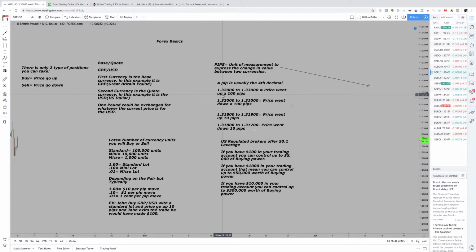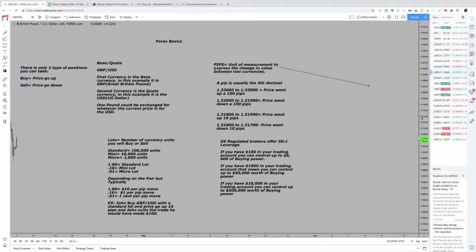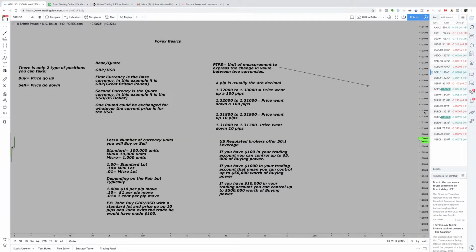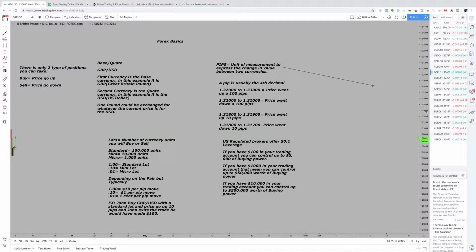For mathematical purposes, examples. If the pound US dollar went from 1.32 thousand to 1.33 thousand, price went up 100 pips. If price went from 1.32 thousand to 1.31 thousand, price went down 100 pips. So for example, let's go over here to the right, and when you look at 1.31400 to 1.31600, this right here, you all, that is 20 pips.